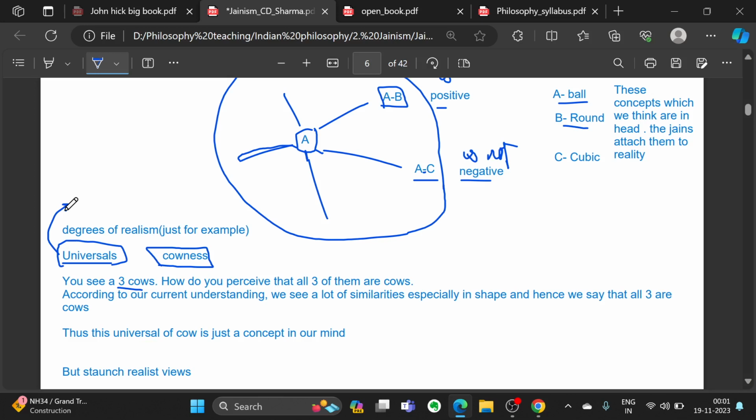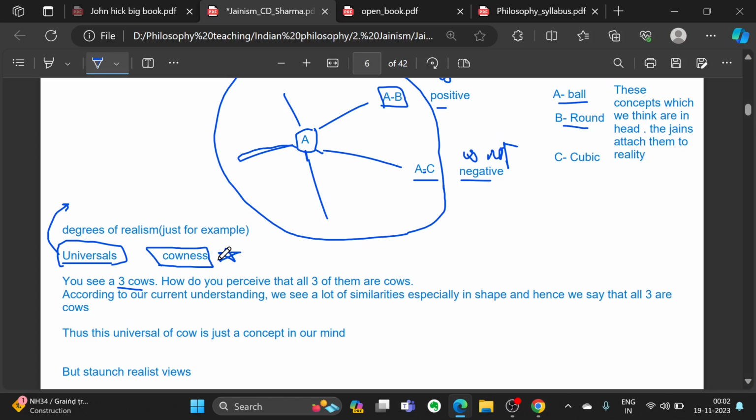Now, let's talk about staunch realism, followed by Indian schools of philosophy, Indian schools like Jainism, Nyaya, Vaisheshik, and Mimamsa. They will say that three cows look similar because all of them have an objective universal associated with them, an objective universal of cowness. Okay, and when we see each individual cow, along with perceiving the individual cow, we also perceive this universal cowness. And because we perceive that universal cowness, we can say that these three cows belong to a class concept of cow.